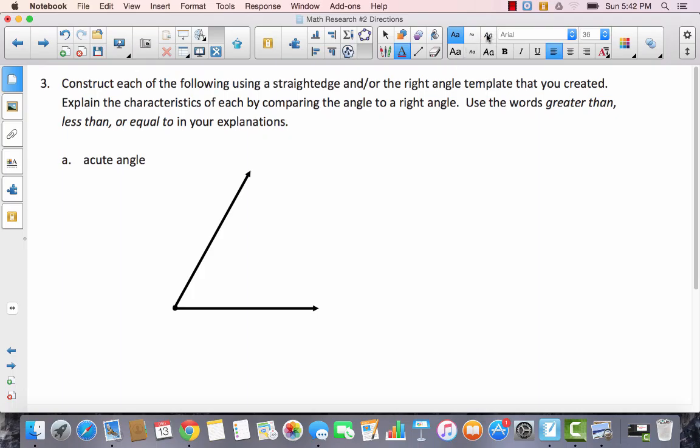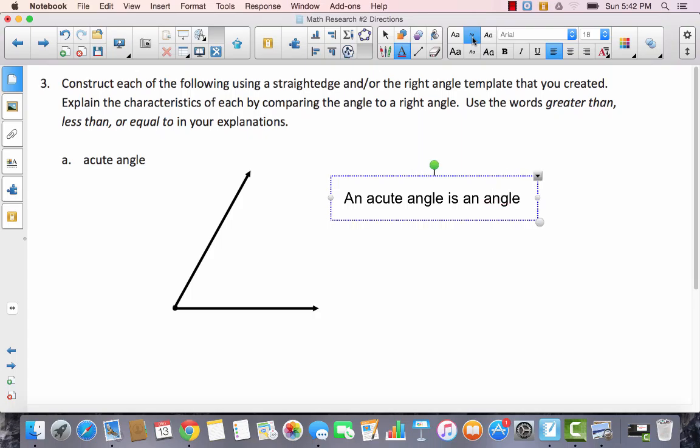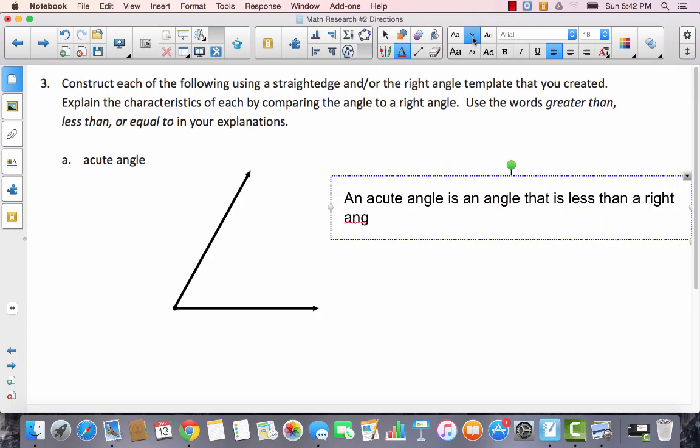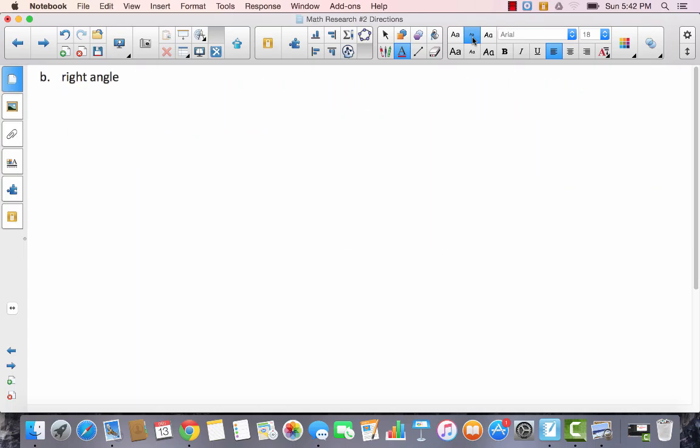of an acute angle. So I'm going to type this because I can always type a little bit faster. That's a little bit big. Let's make this font a little bit smaller. Okay, so an acute angle is an angle that is less than a right angle. Okay? All right, now let's try a right angle.